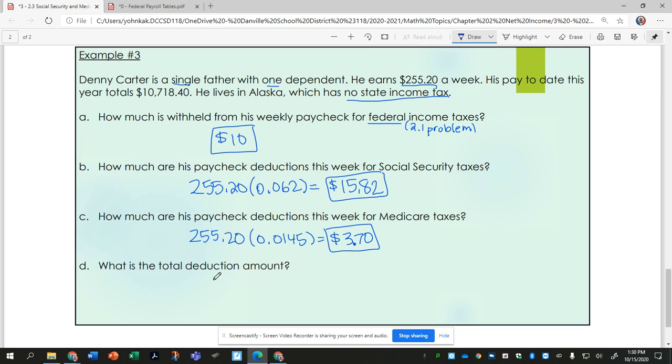Finally, Part D, what is the total deduction amount? Well, we've got federal taxes of $10. We've got Social Security taxes of $15.82. We have Medicare taxes of $3.70. That means this week alone, $29.52 is being taken out of his paycheck for various taxes.